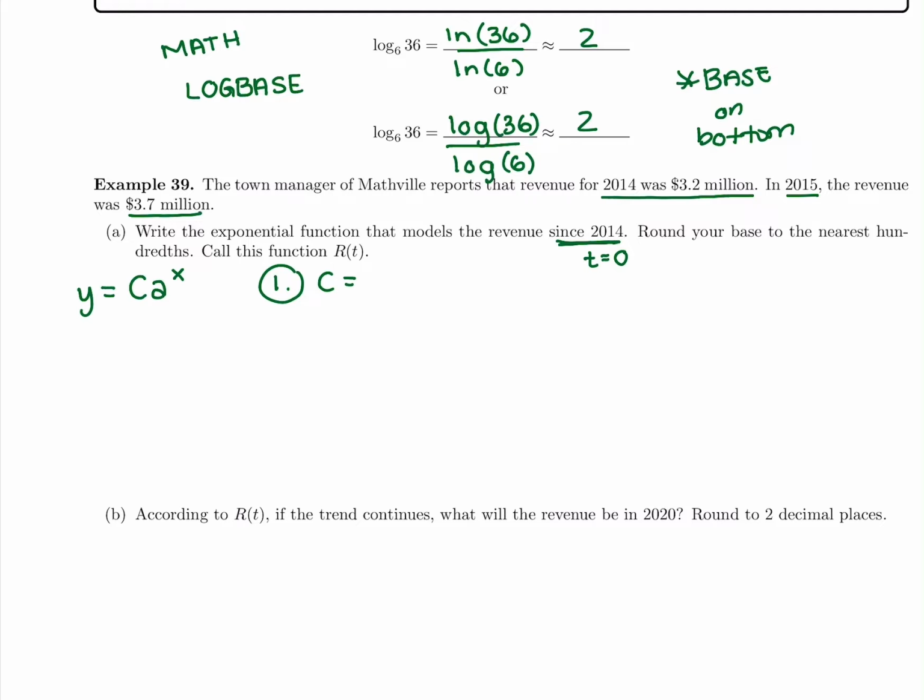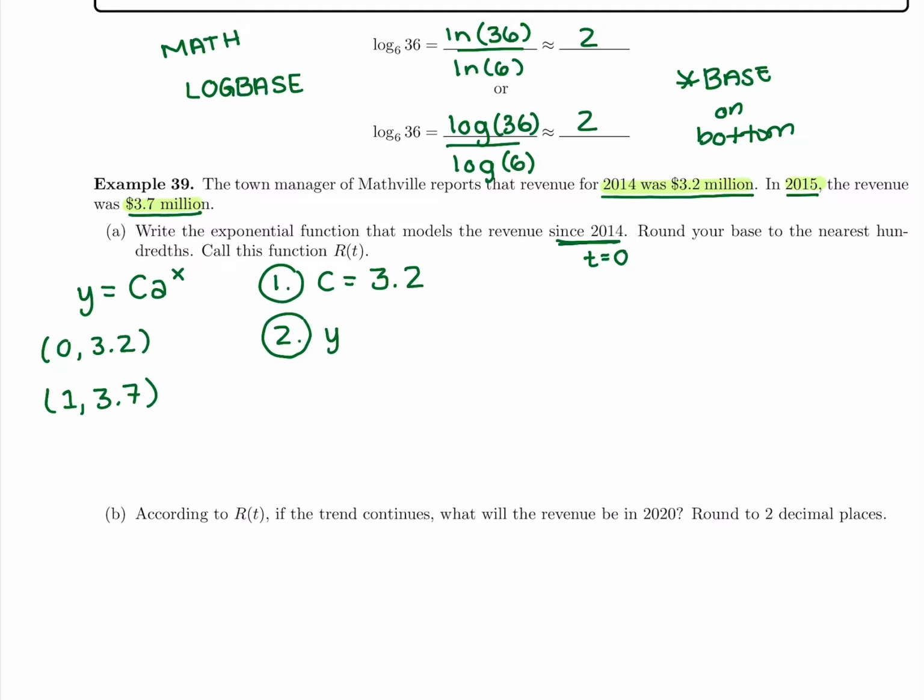Looking at these 2 points we're given, 2014 is 3.2 million, and then 1 year later in 2015, we're at 3.7 million. So we can write these as points: the point (0, 3.2) and the point (1, 3.7). So c, the initial y value, must be 3.2, which stands for 3.2 million. We're not going to write out all the zeros since they didn't write out all the zeros in the problem for us, so we're just going to leave it as 3.2.